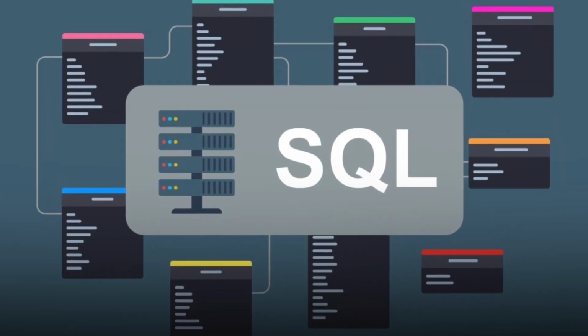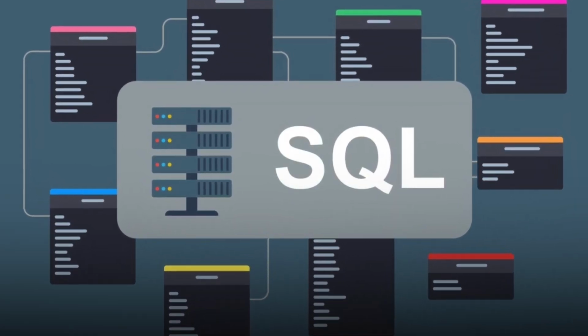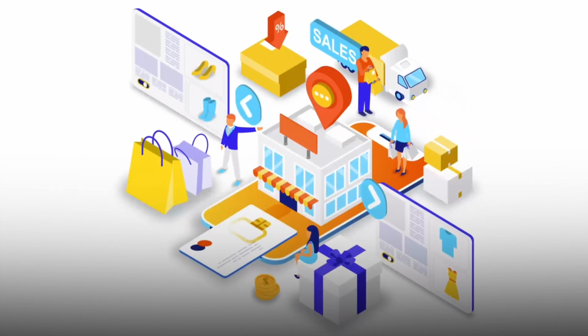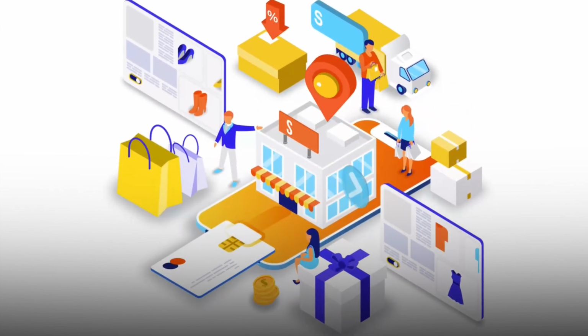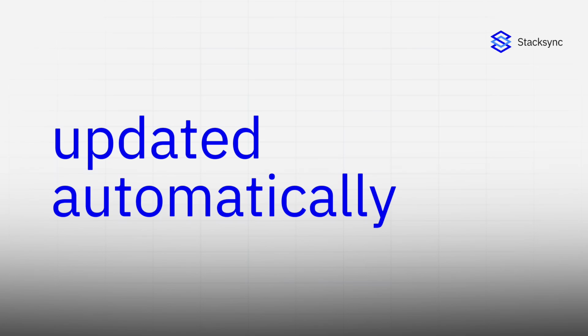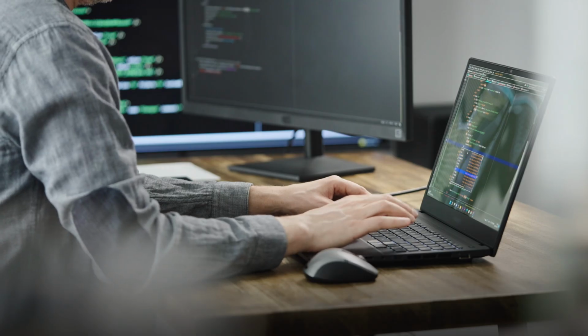What if you could query all of it with SQL? Orders, customers, products, inventory. In a Postgres database, real-time, updated automatically. That is what I am going to show you today.